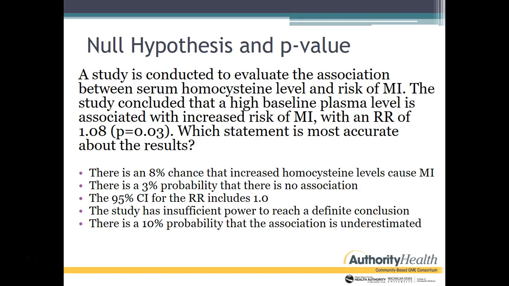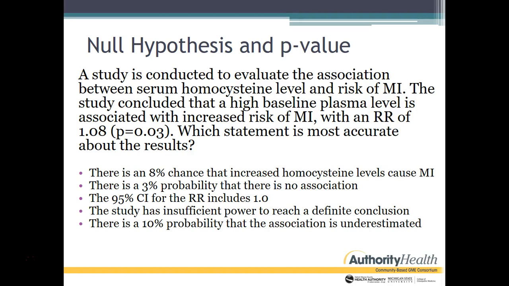So here's a question to kind of put this into some context. A study is conducted to evaluate the association between serum homocysteine level and the risk of MI. The study concluded that a high baseline plasma level is associated with an increased risk of MI with a relative risk of 1.08 and a p-value of 0.03. Which statement is most accurate about the results?